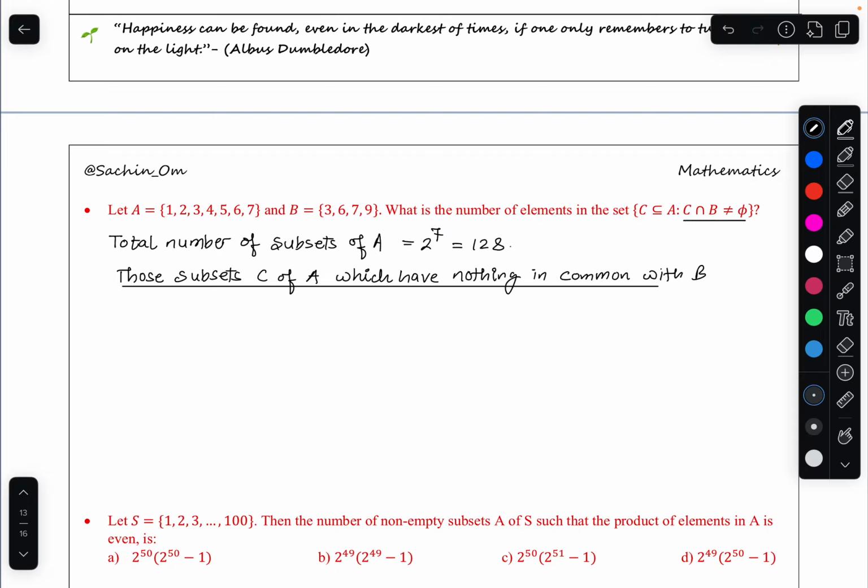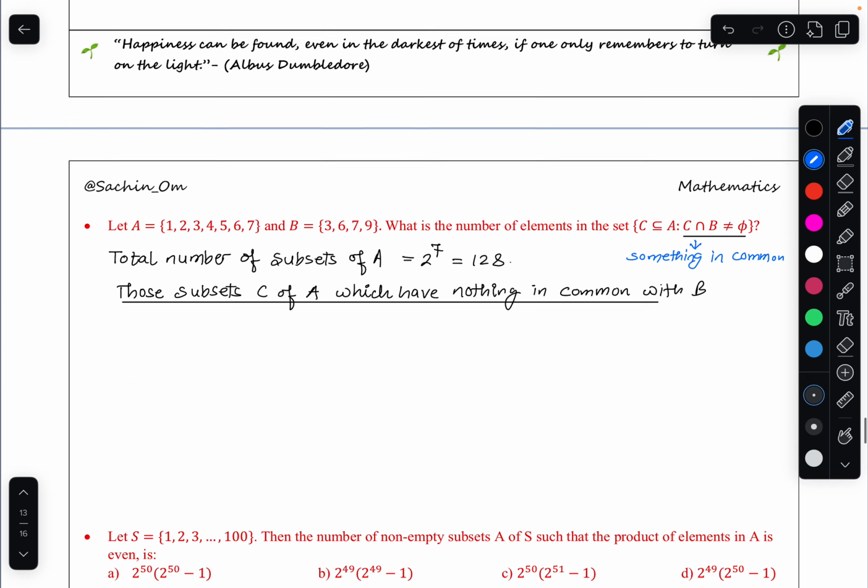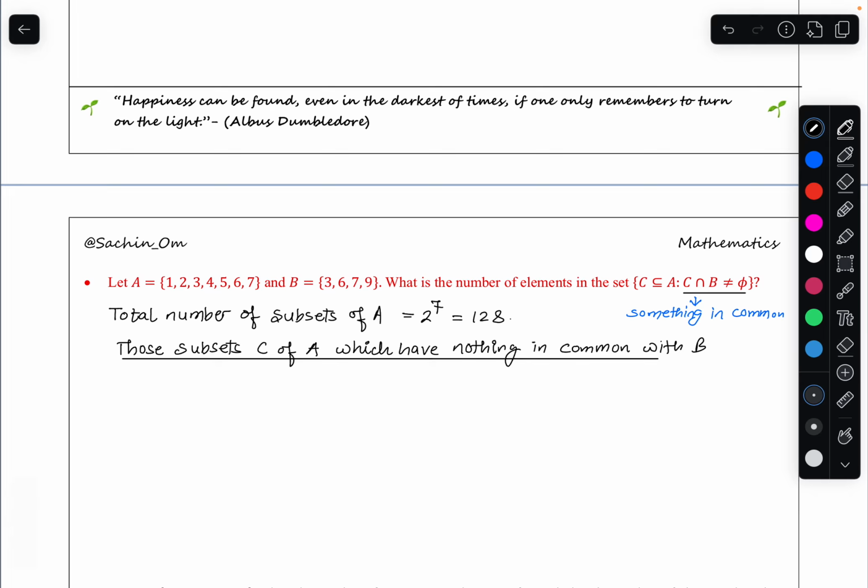The result I'm looking for is supposed to be all those subsets which have something in common with B. So I have started by saying, let me find those first which have nothing in common with B. So those subsets C of A which have nothing in common with B. Now, if I'm choosing that subset of A which have nothing in common with B, that means while forming the set, I cannot take any of the elements which are here because I don't want anything in common with B.